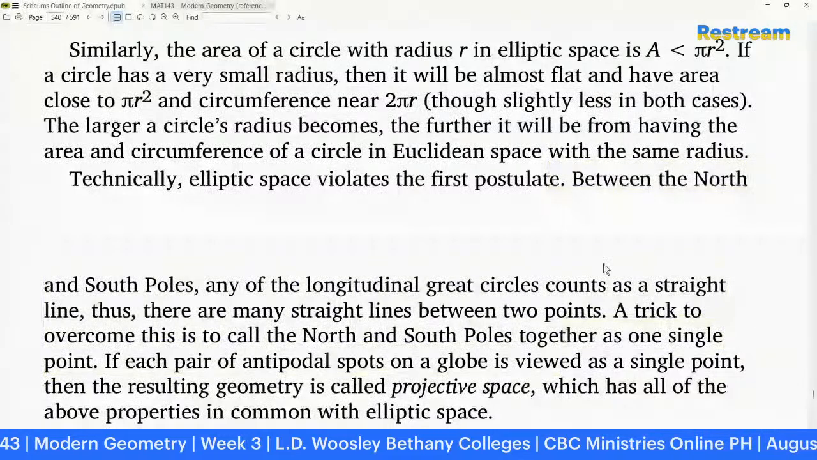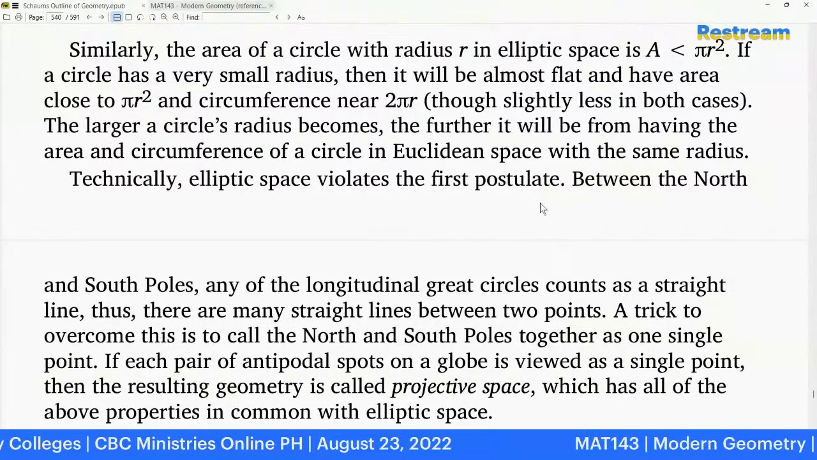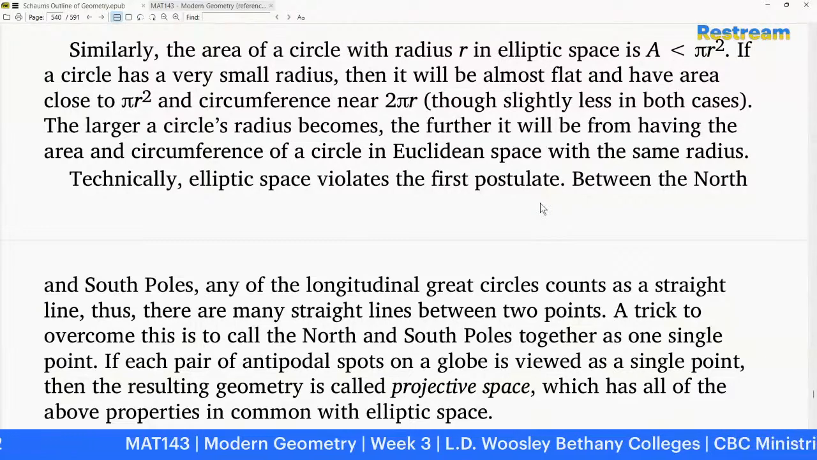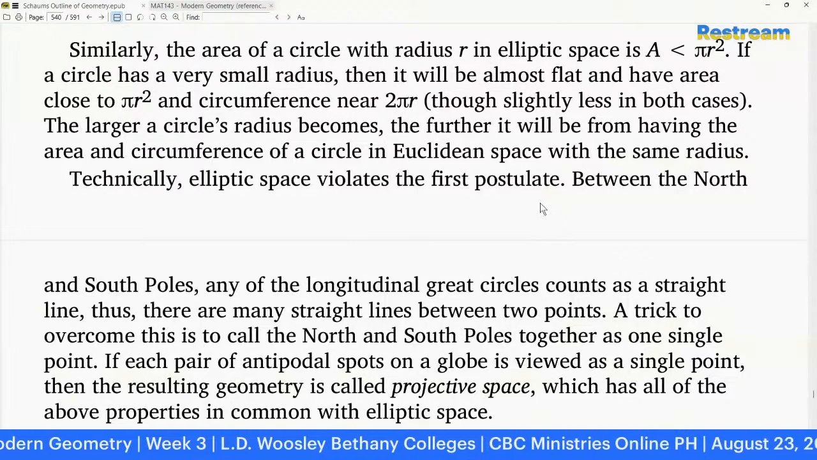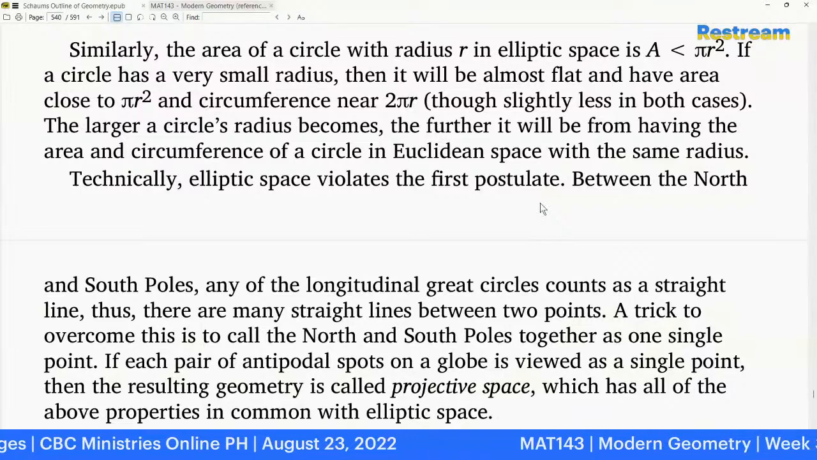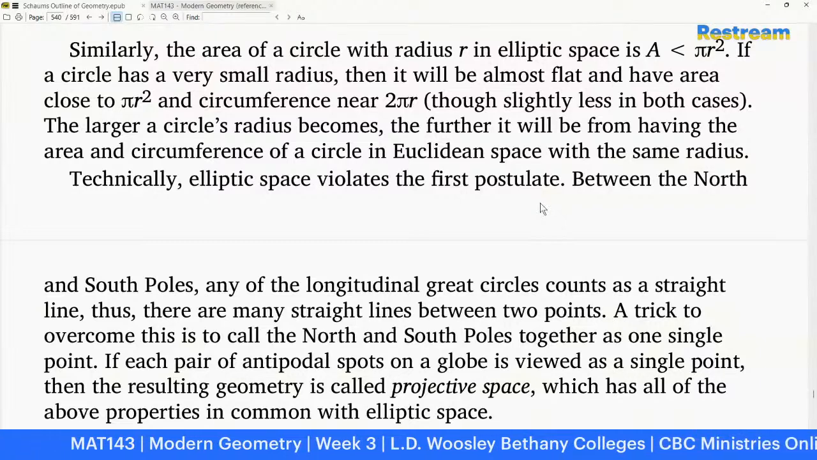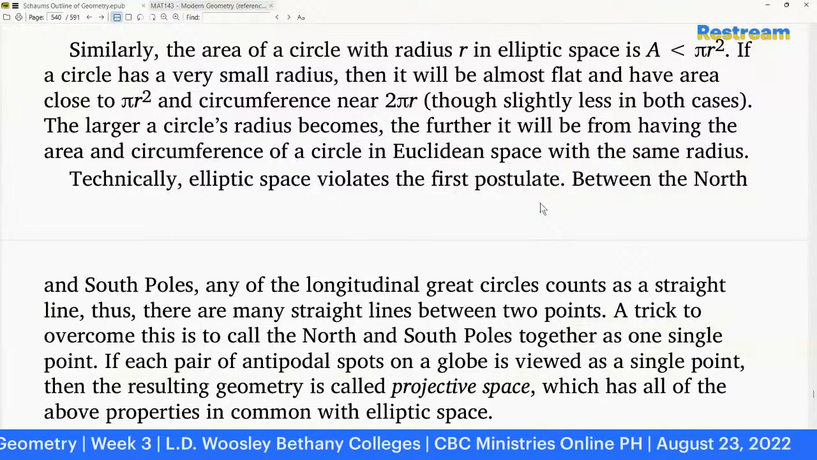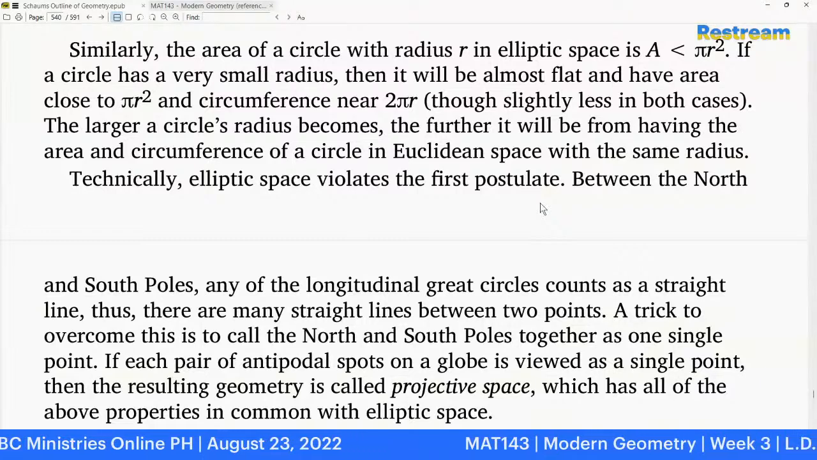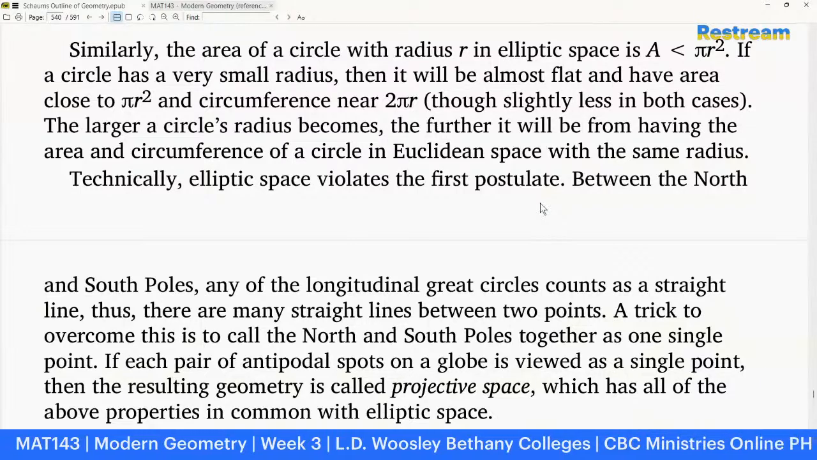So kaya nga yung elliptic space violates the first postulate, no? Kasi yung linya, iba yung definition dito sa sphere. Between the north and south poles, any longitudinal great circle counts as a straight line. Thus, there are many straight lines between 2 points. Kung totoo, yung north pole sa south pole, it could be connected not just by a single line on a sphere, but all of the longitudinal lines could connect the north pole and south pole. So meaning infinite pa nga. So in a sense, that violates the definition of postulate 1.